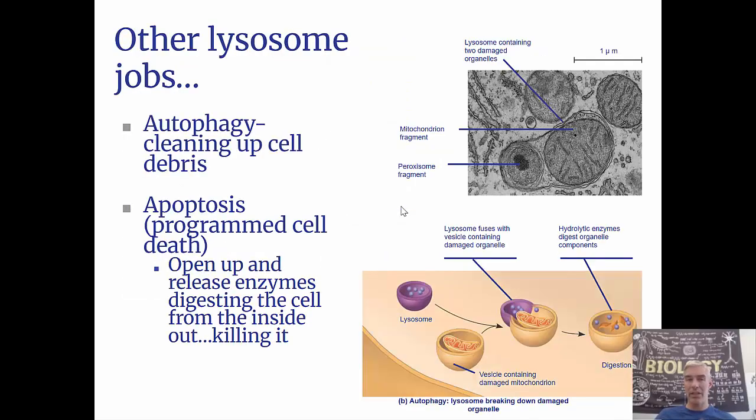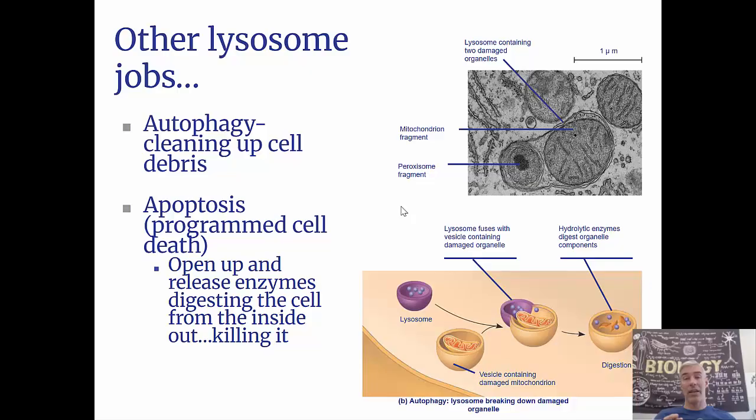But another thing that they do is that if there's like organelles that are not functioning or that are getting too old, the lysosome will fuse with it and break down, right, those organelles so that we can reuse those building blocks to maybe make other organelles or other proteins. And lastly, its job is to do apoptosis. Apoptosis is also known as programmed cell death.